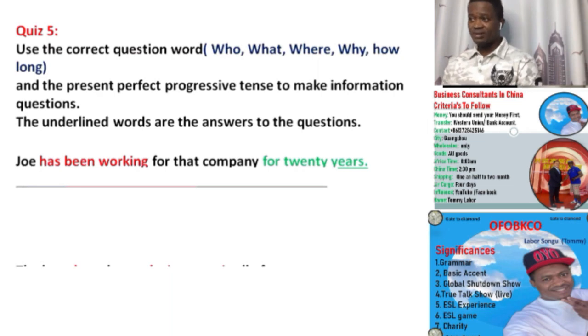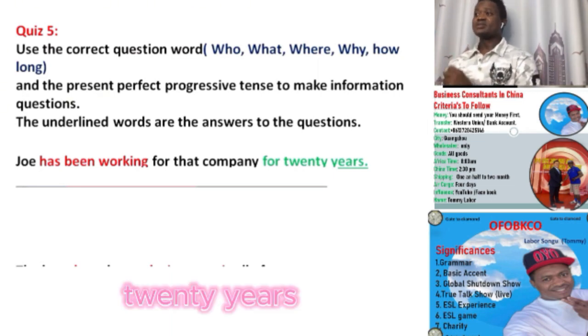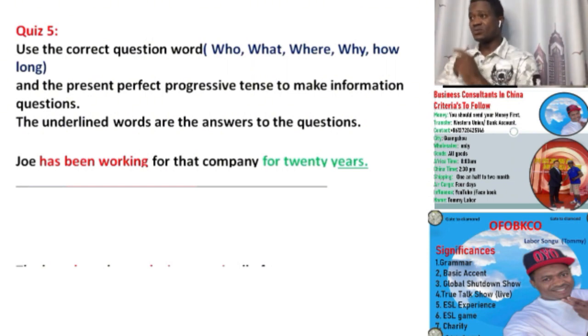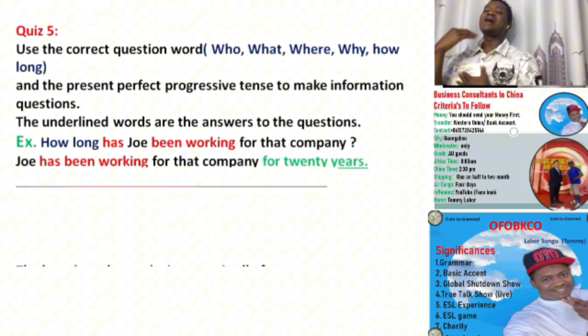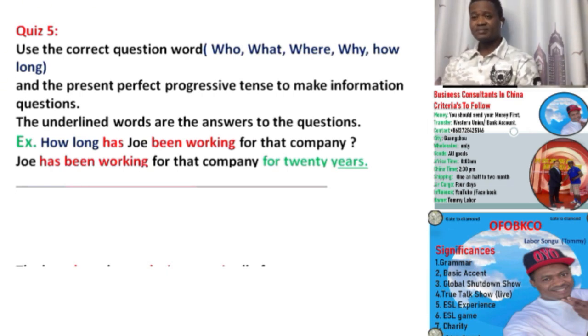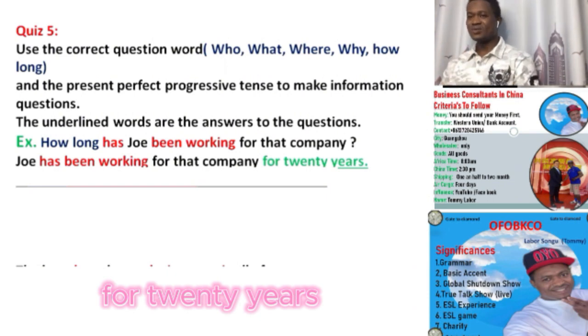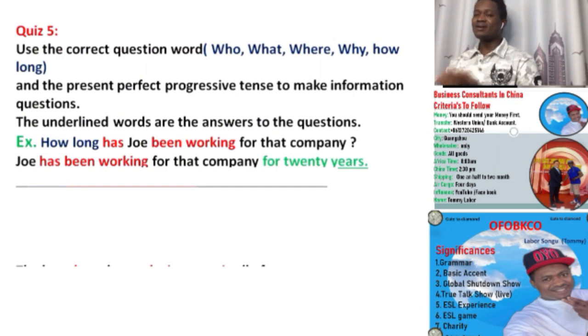Joe has been working for that company for 20 years. So for 20 years is the answer. So let's ask the question now. Which one are we going to use here? Who, what, where, why, how long? So the question has to be, how long has Joe been working for that company? So for 20 years. So that's what I said: the underlined words are the answers to the questions, all right?